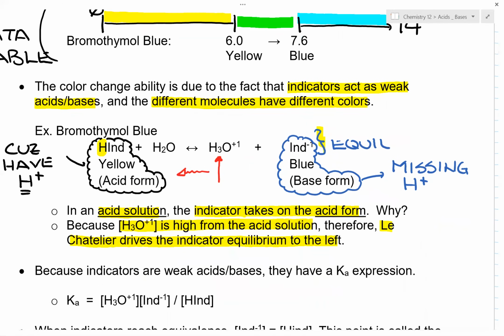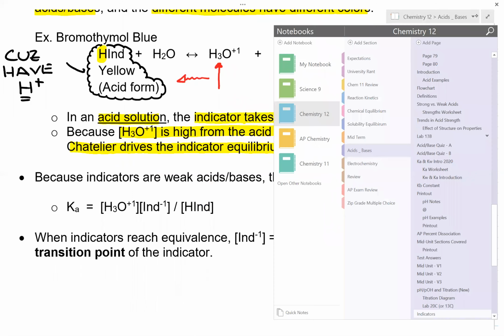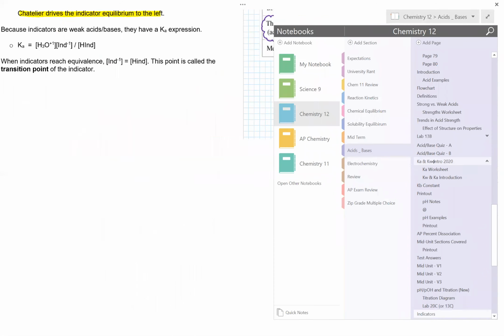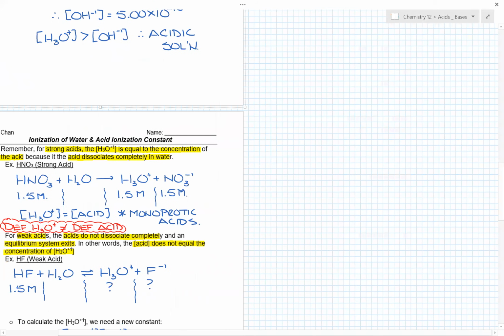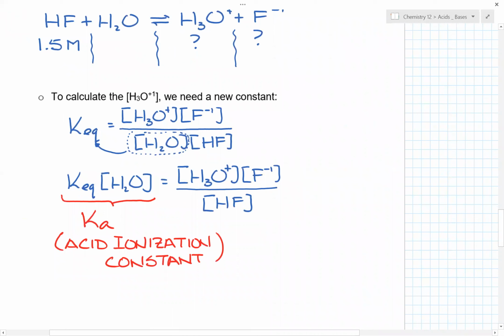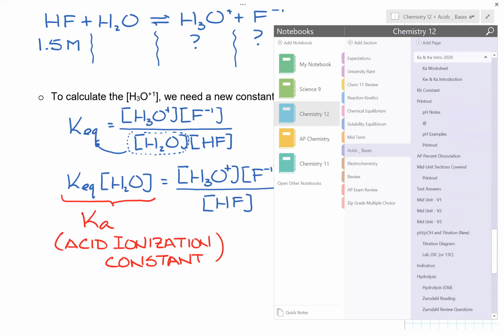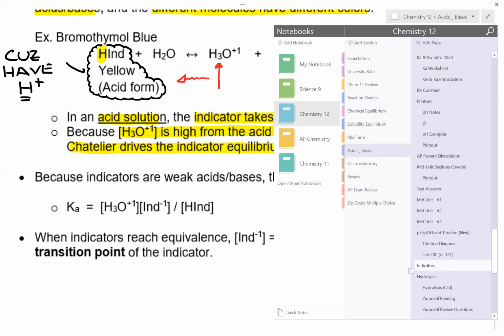Okay? Now, because indicators are weak acids or bases, they have a Ka expression. So again, you have a Ka exactly the same as what we had done before, where we have a Ka expression, in this case for HF. So what we have is a Ka expression, but specifically talking about an indicator.